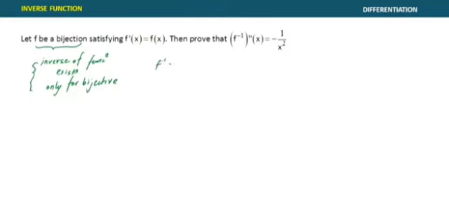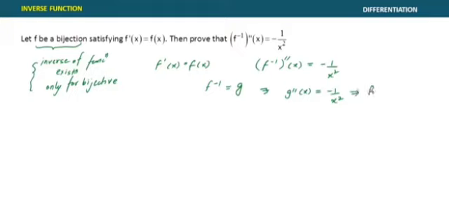Satisfying f dash x is equal to fx. Now this is given. Now you are asked to find the second derivative of the inverse function. So this statement means the second derivative of the inverse function is equal to minus 1 by x square. This is what we want to prove. So for these kinds of questions, let us do a simplification. I'll take f inverse as equal to g, right? So I can reduce this step: you are asked to prove that g double dash x is equal to minus 1 by x square. This is what we want to prove.